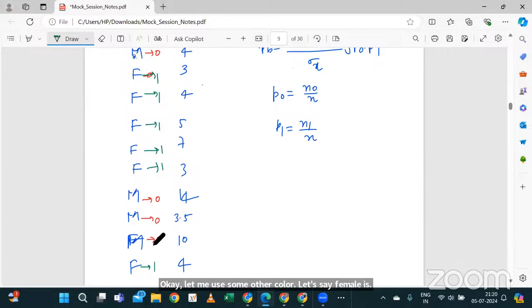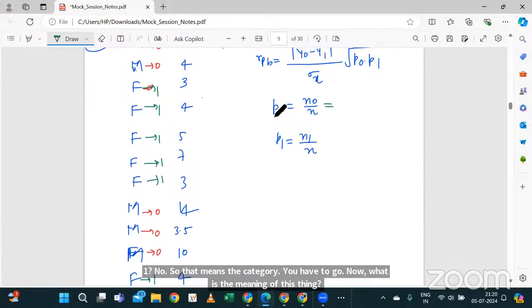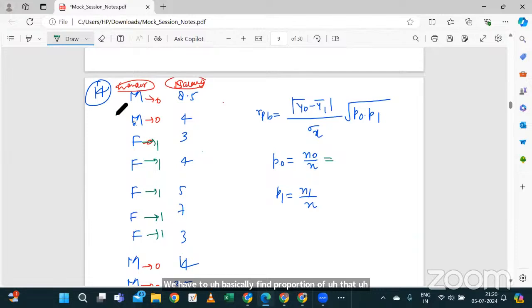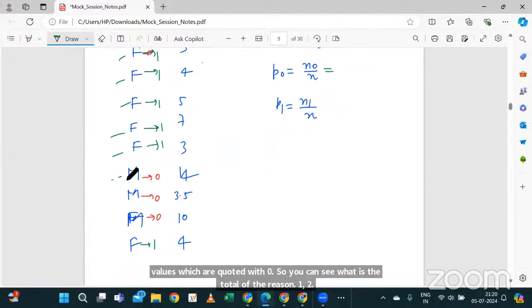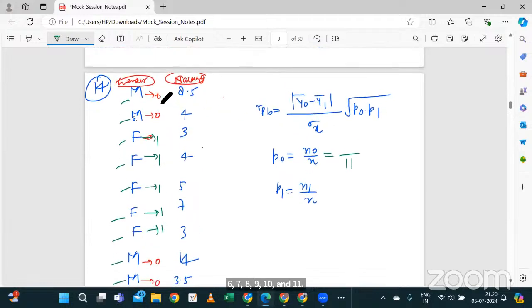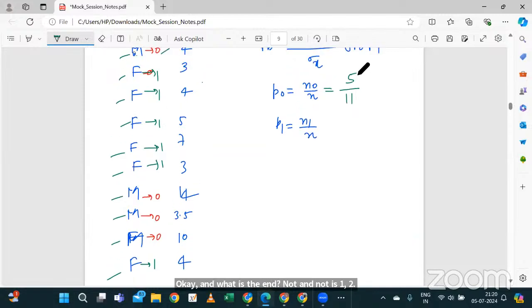Now what is the meaning of this? We have to find the proportion of values which are coded with 0. The total observations are 1 2 3 4 5 6 7 8 9 10 and 11. And what is N naught? N naught is 1 2 3 4 5. So 5 by 11 will be P naught. Is everyone getting this part? Yes, sir.